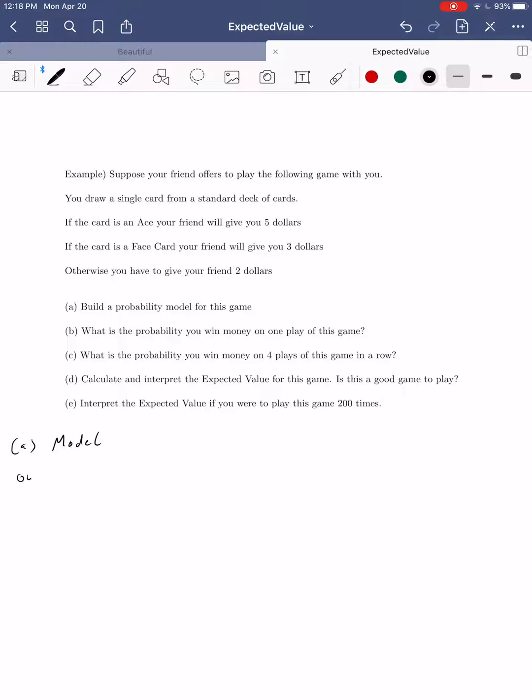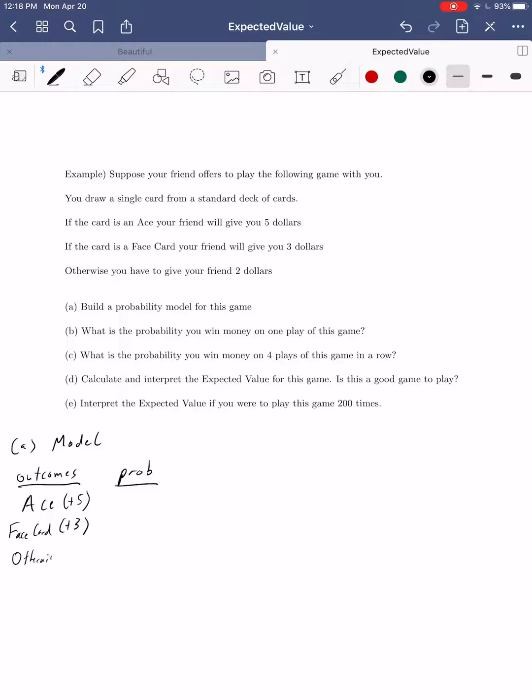Okay, so let's think about the outcomes and their probabilities. So what are the outcomes here? Well, according to this, the outcomes are if we get an ace, that from our perspective is a +5. We win $5. A face card, that's a +3 from our perspective.